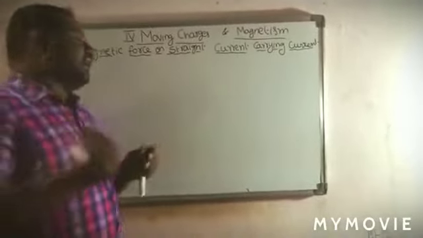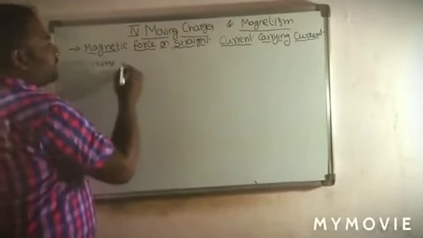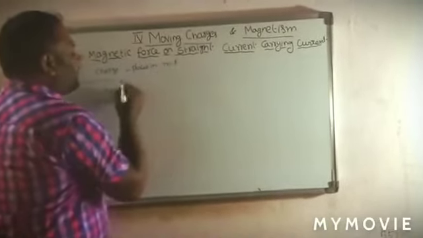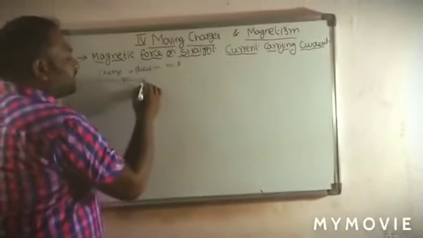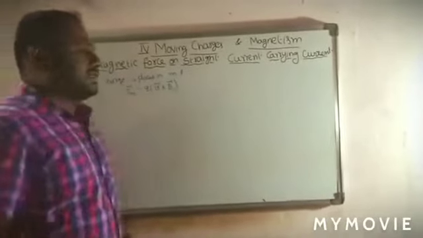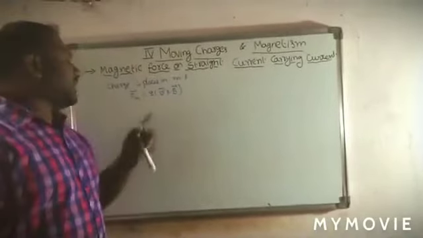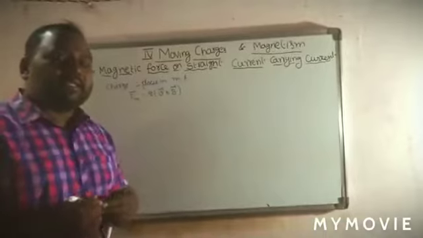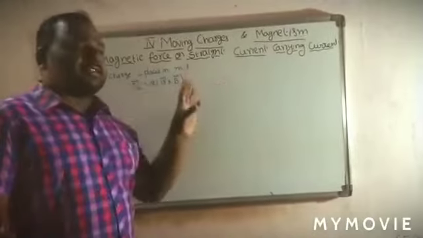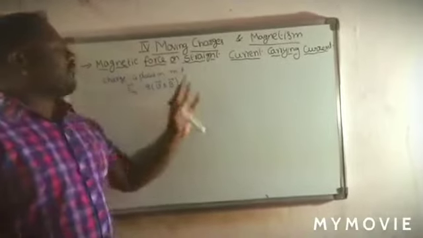Generally we know that when a charge is placed in a magnetic field, the magnetic force on that charge is q into V bar cross B bar. We already discussed this expression, the force acting on a charge placed in a magnetic field. But in this derivation, we are going to place a moving charge, that is, a current carrying conductor, in a magnetic field. Then how much force will it experience?